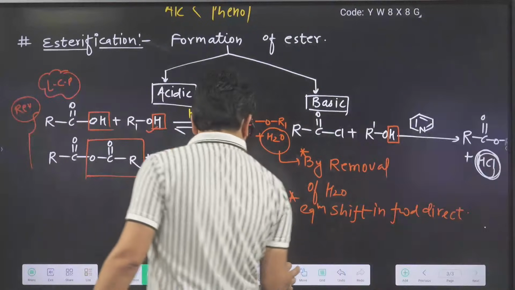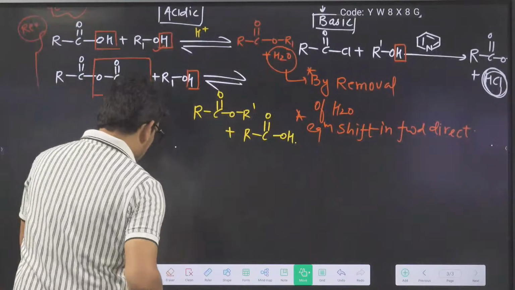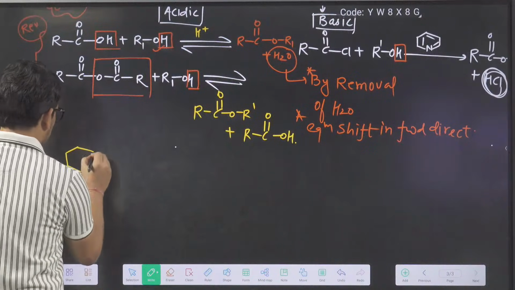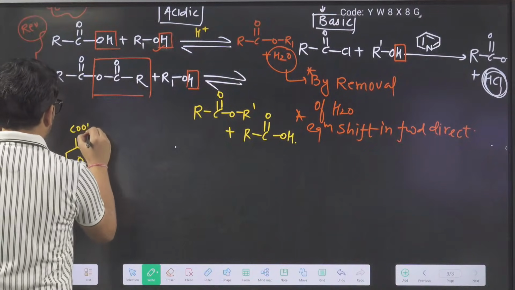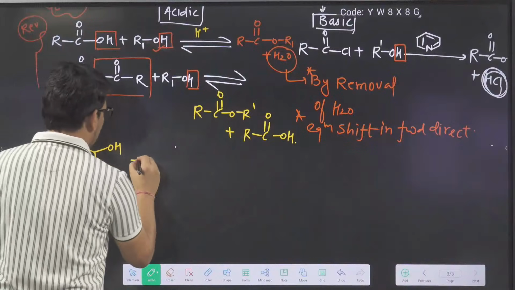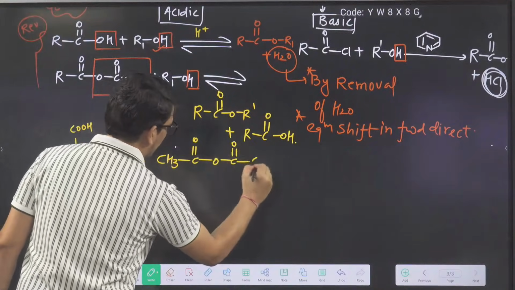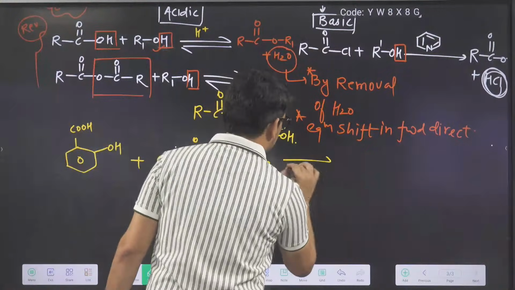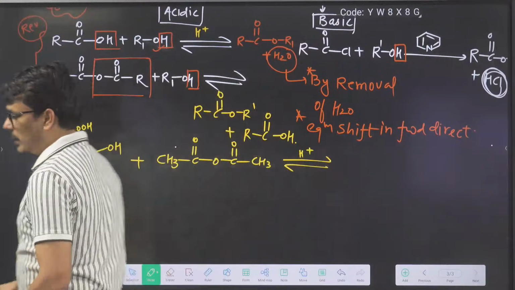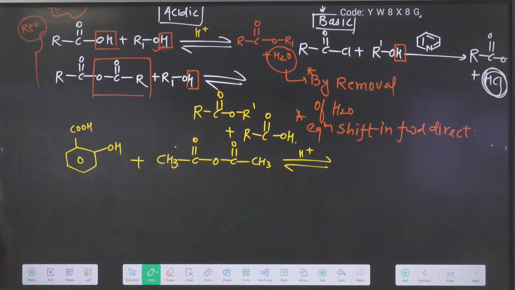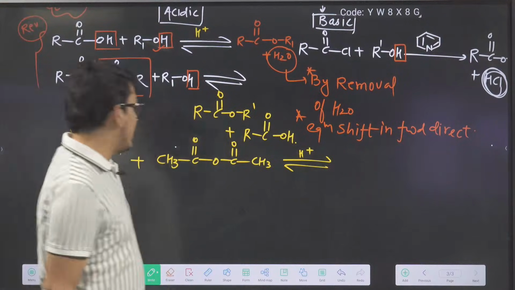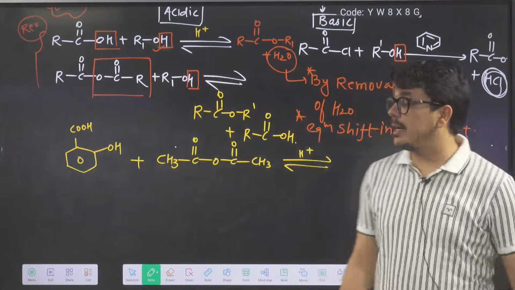Alcohol. Now in NCERT one question is given: if I have this compound, what is the name of this compound? Tell me. What is the name of this compound? Salicylic acid. Clear. And now this salicylic acid is reacting with acid anhydride or not?